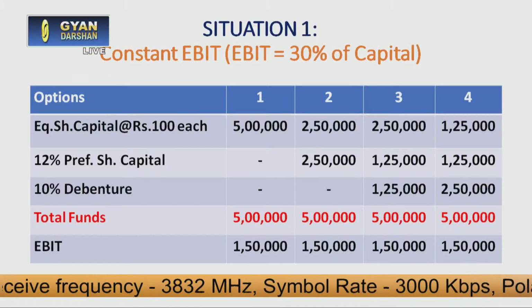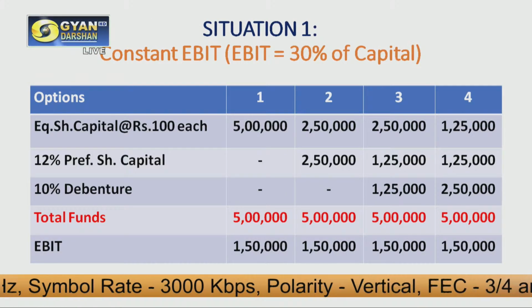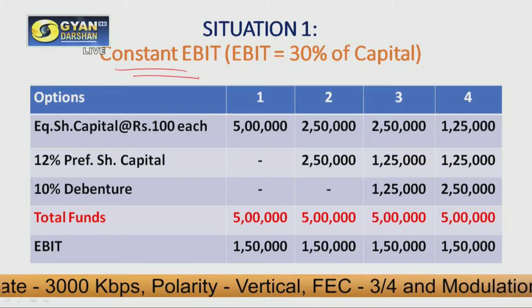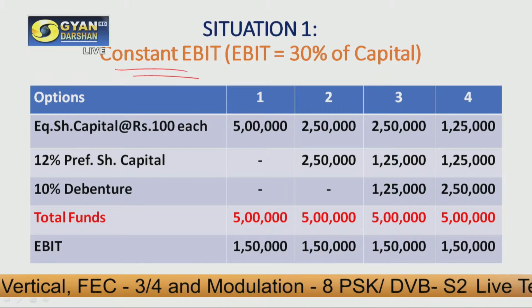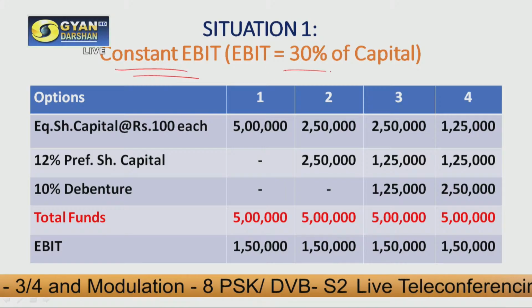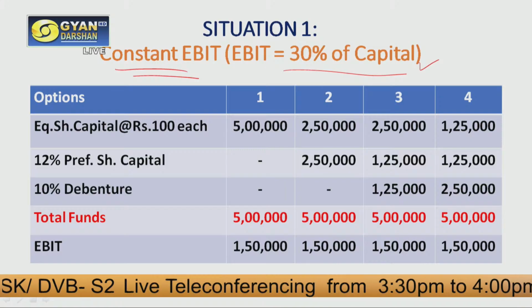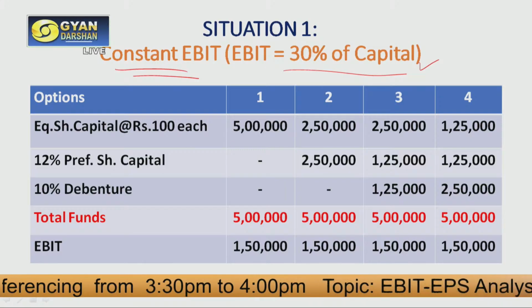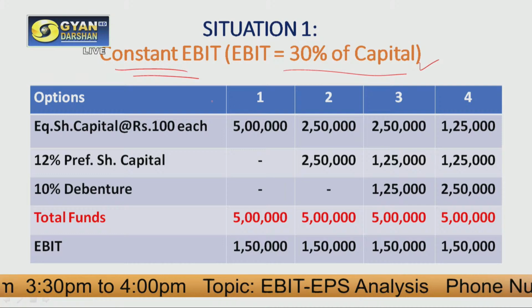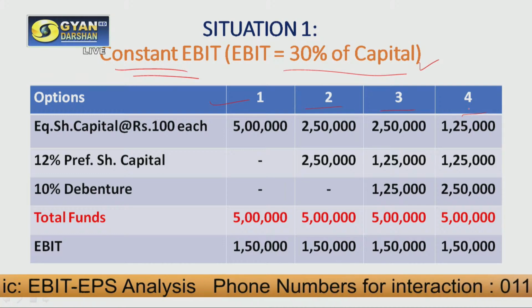So let us understand this with the help of this numerical example where I have taken this as situation 1. This is the first situation when we have constant EBIT. That is, in this case, we are considering EBIT as 30% of capital. So whatever our capital amount is, we are considering our EBIT to be 30% of that. There are 4 different types of capital structures that we are considering here. These are 4 options: case 1, case 2, case 3 and case 4.